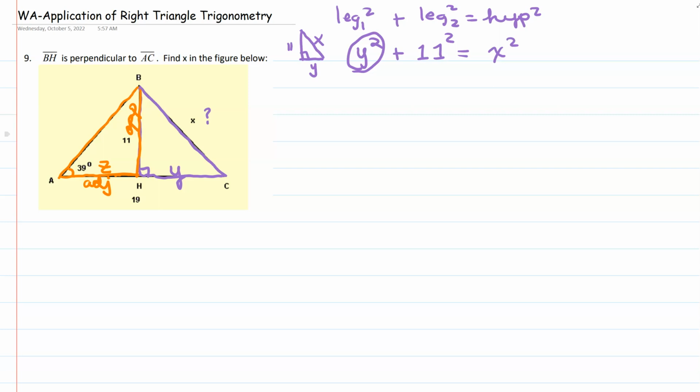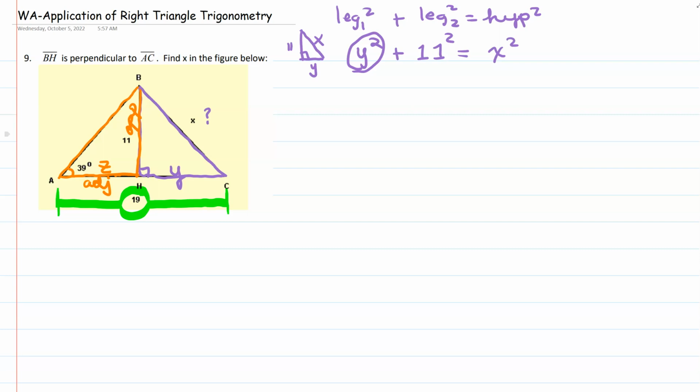Once I find Z, then I can say, look, this 19 represents this whole entire length here. So once I find out what Z is, I can subtract that from 19 and I can get Y. And then I could solve for X. That's a good plan.